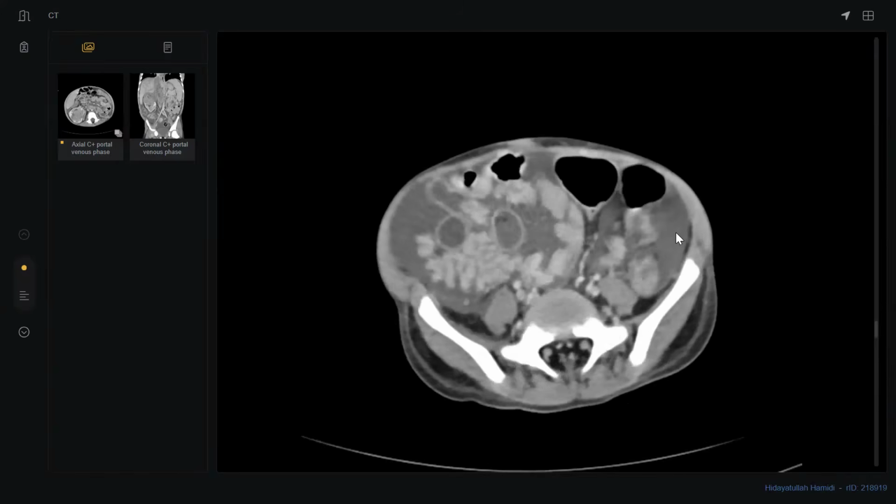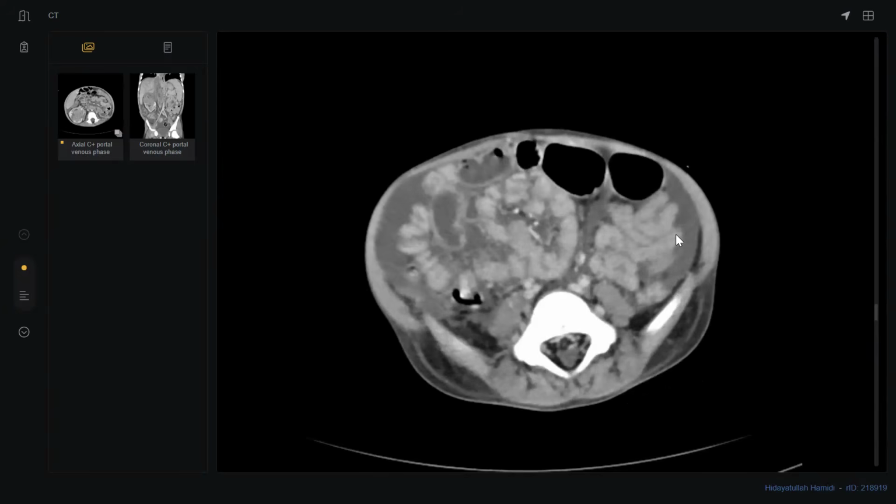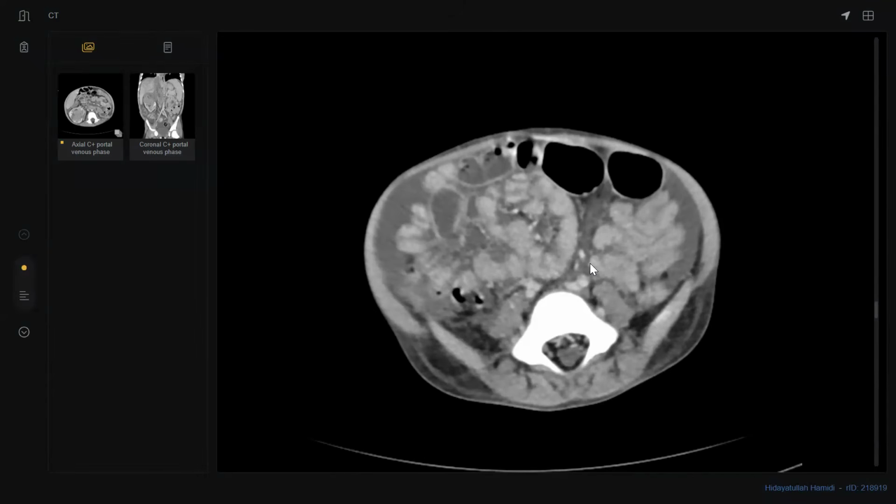Otherwise, in summary, there is a large infiltrative right renal tumor extending through the right renal vein into the IVC up to the right atrium, with pleural effusion and ascites. So right renal mass, likely renal cell carcinoma, and I will further discuss this case in the urology MDT.